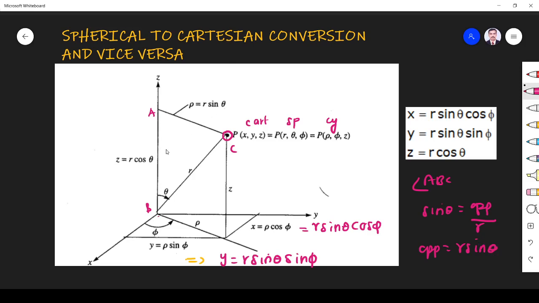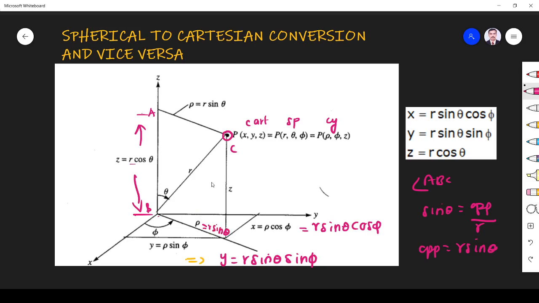Similarly, for adjacent we take cos theta. Cos theta is equal to adjacent by hypotenuse. So adjacent is equal to the hypotenuse r into cos theta. This is adjacent to this theta. So z is equal to r cos theta, because this is the z value. So we know rho is equal to r sine theta and z is equal to r cos theta. This length is also rho, which is r sine theta, so this hypotenuse is r sine theta.